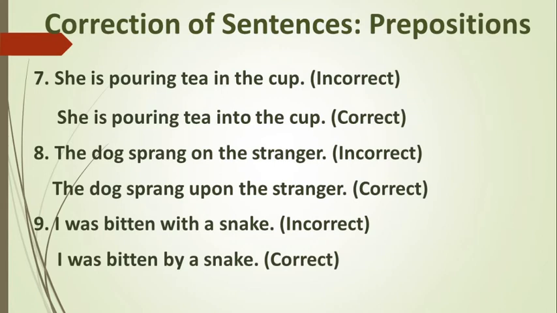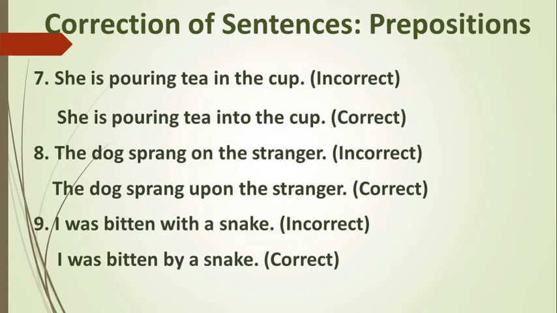Next example, the dog sprang on the stranger. The dog sprang upon the stranger. The second one is the right one. In this sentence, upon should be used to indicate upward motion. So we have to use upon, which is the right one, and not on.